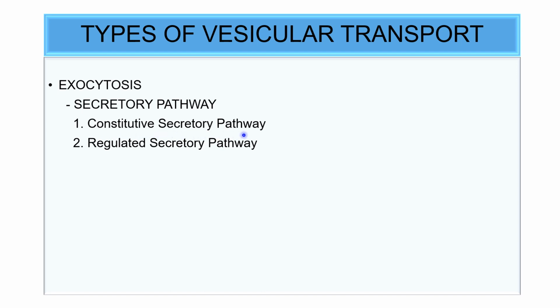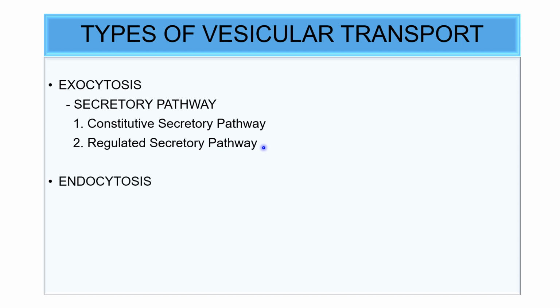In the constitutive or continuous secretory pathway, proteins are continuously secreted. Examples are collagen by fibroblasts, serum proteins by hepatocytes, and antibodies released by B lymphocytes. On the other hand, cells of the regulated secretory pathway secrete products on demand, that is, in response to specific signals. Cells of this pathway release their contents by exocytosis, as we already know. Examples include the release of hormones, neurotransmitters, and digestive enzymes.